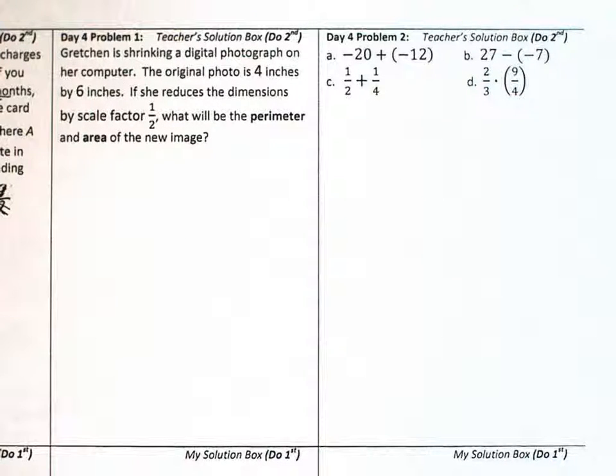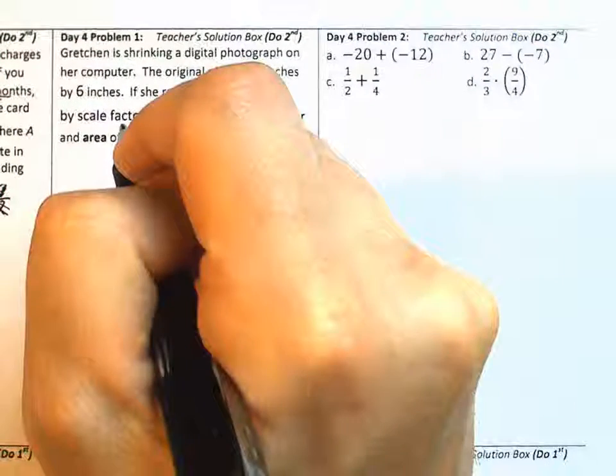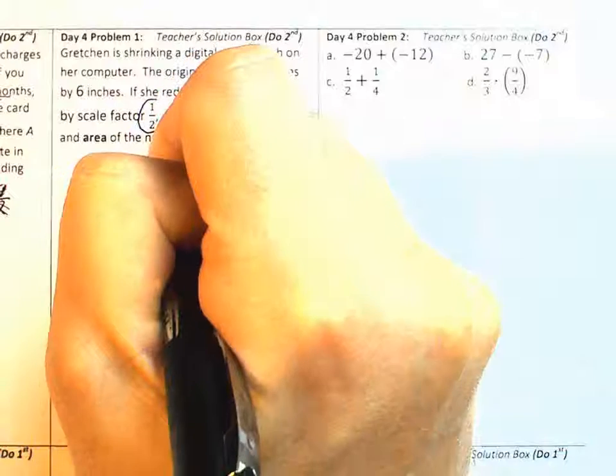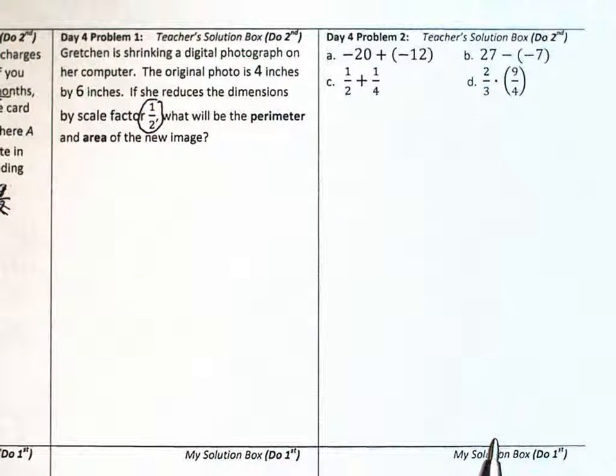Here's the solution to day 4, problem 1. Gretchen is shrinking a digital photograph on her computer. The original photo is 4 inches by 6 inches. If she reduces the dimensions by scale factor 1/2, what will be the perimeter and area of the new image?